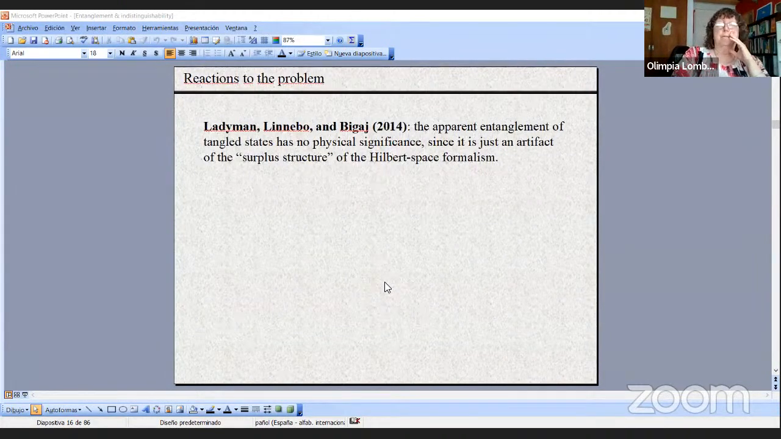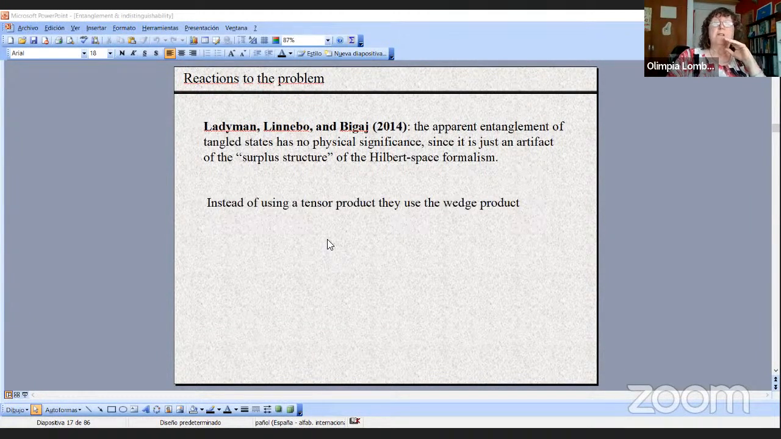Another reaction to the problem is that given by Ladyman, Linnebo, and Pettigrew in a previous paper that named them tangled, and they say that the entanglement of tangled states is really apparent and has no physical significance, because it is just an artifact of a surplus structure of the Hilbert space formalism. The fact that we need to leave aside the non-symmetrized or non-antisymmetrized states. So instead of using a tensor product, they use a wedge product. I will not define this here, but it's well-defined.